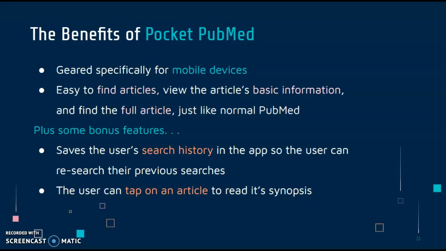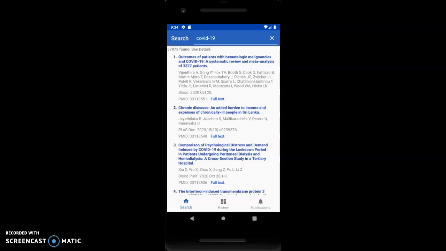This is where Pocket PubMed comes in. It's geared specifically for mobile devices, and it's easy to find articles, view the article's basic information, and find the full article just like normal PubMed. It also contains bonus features such as saving the user's search history and tapping on an article to read its synopsis. Here is an example of Pocket PubMed being used on a phone.